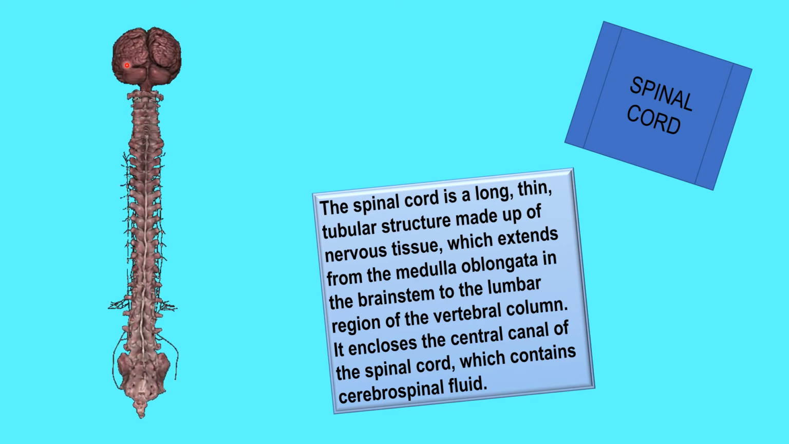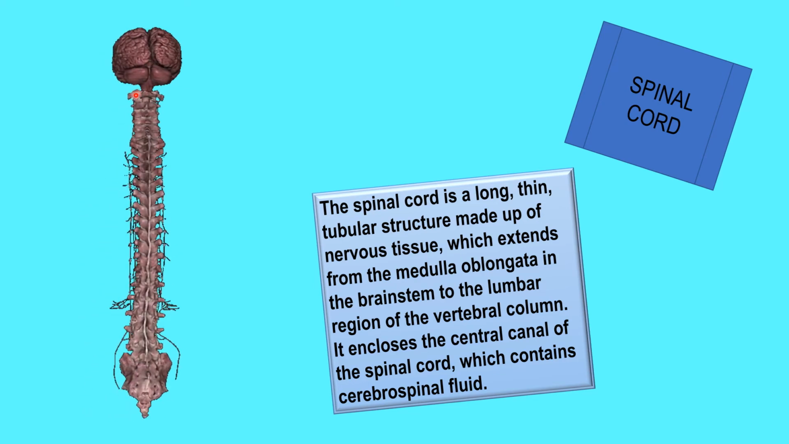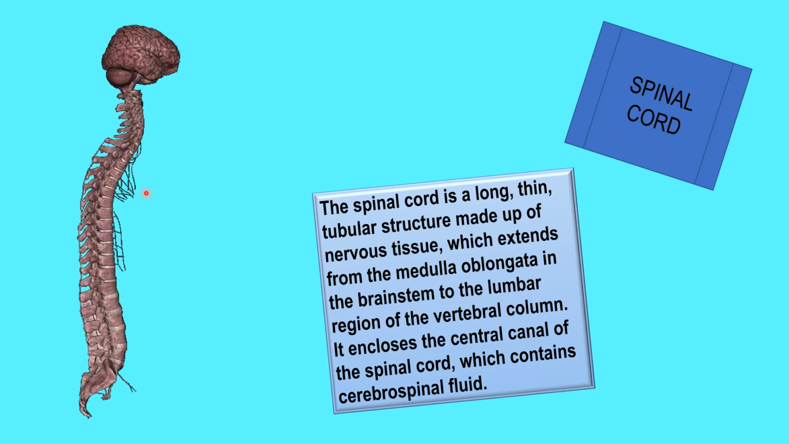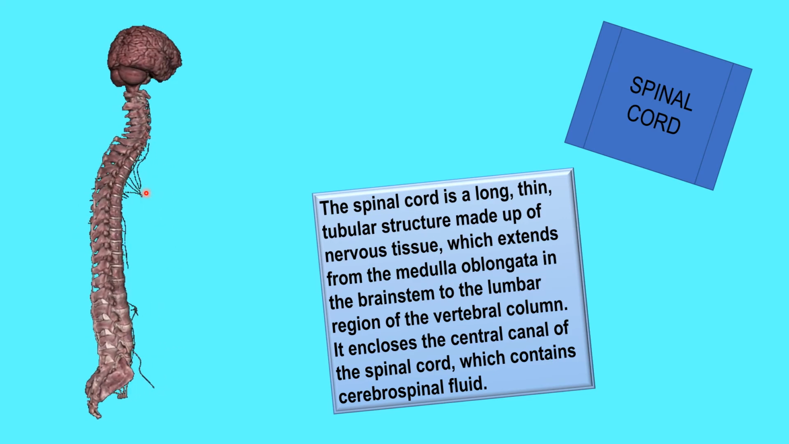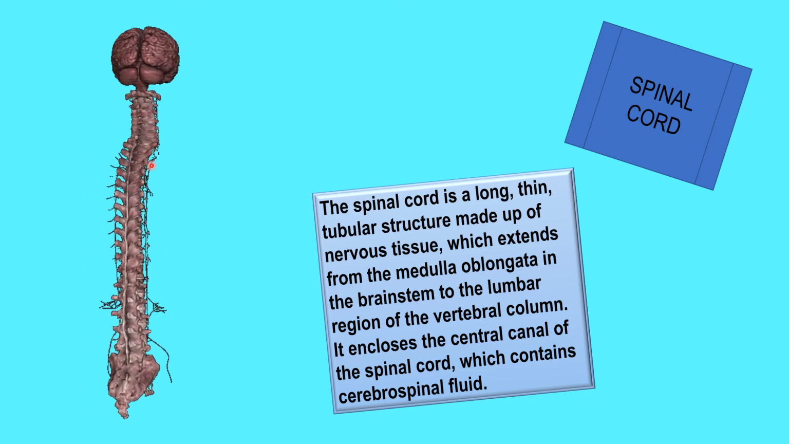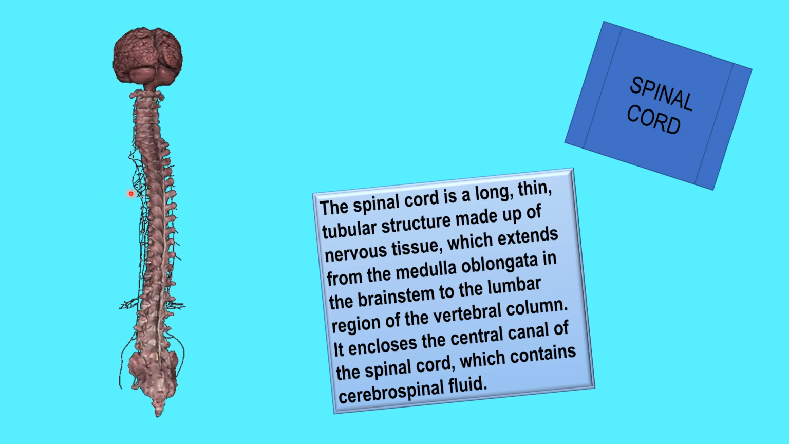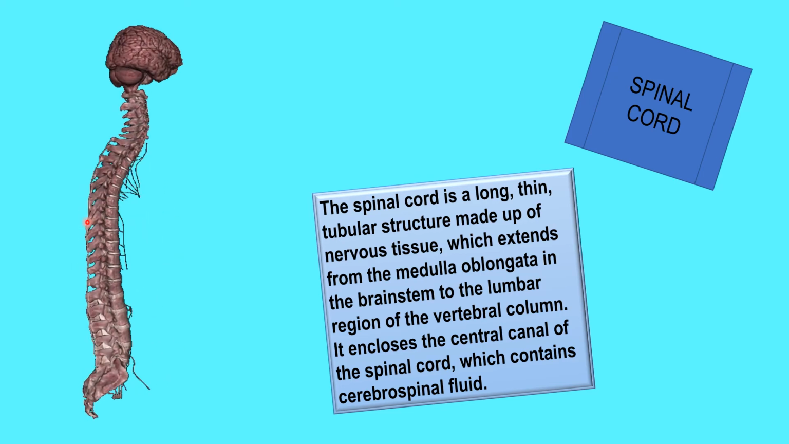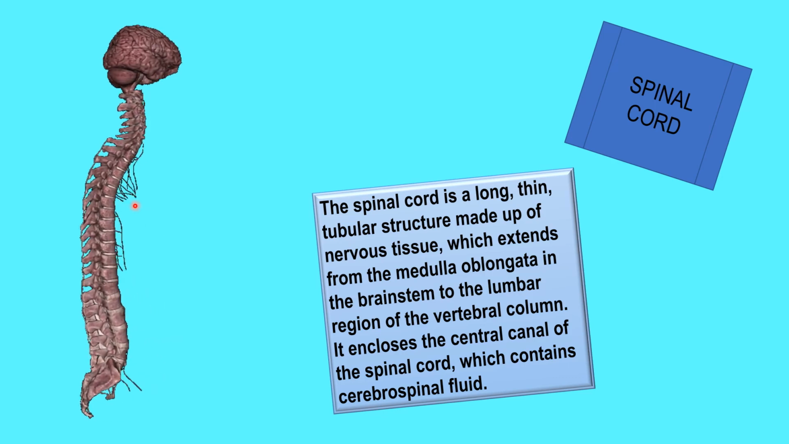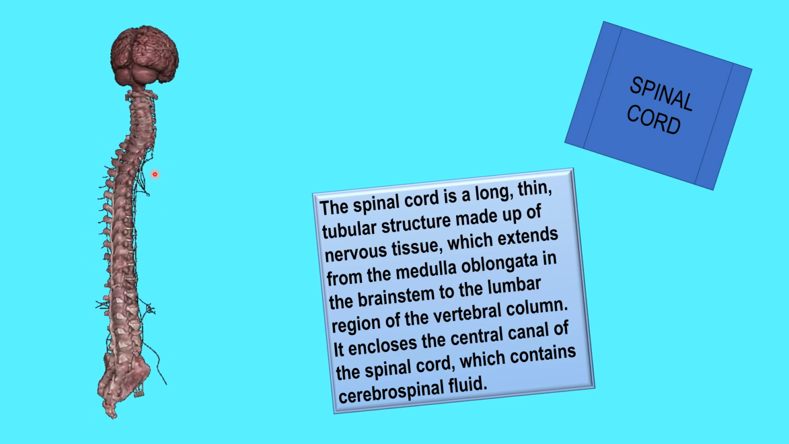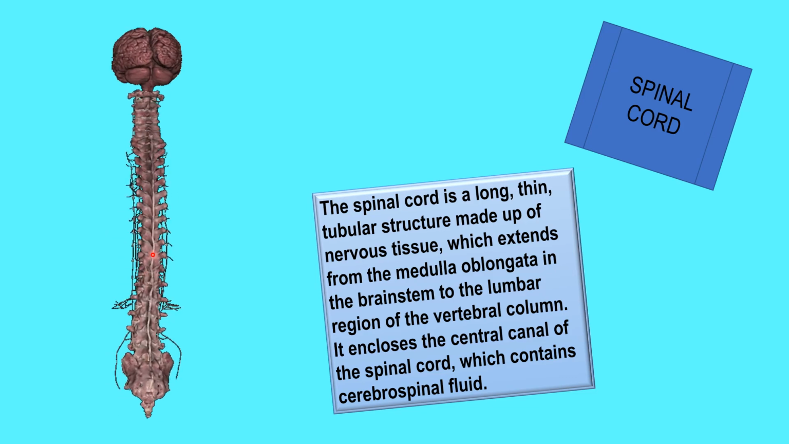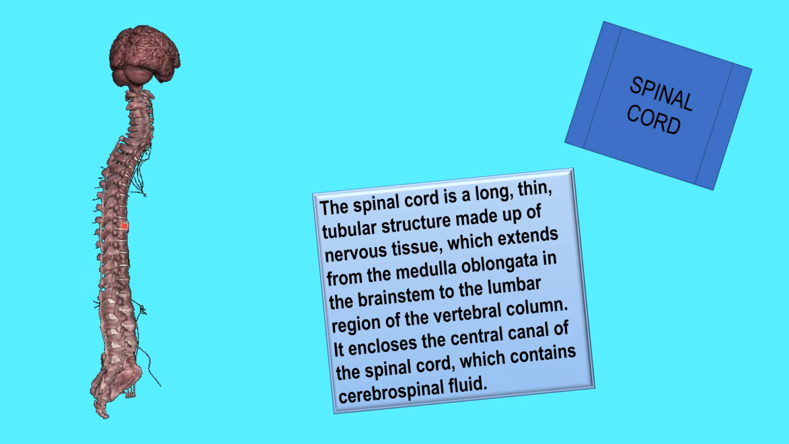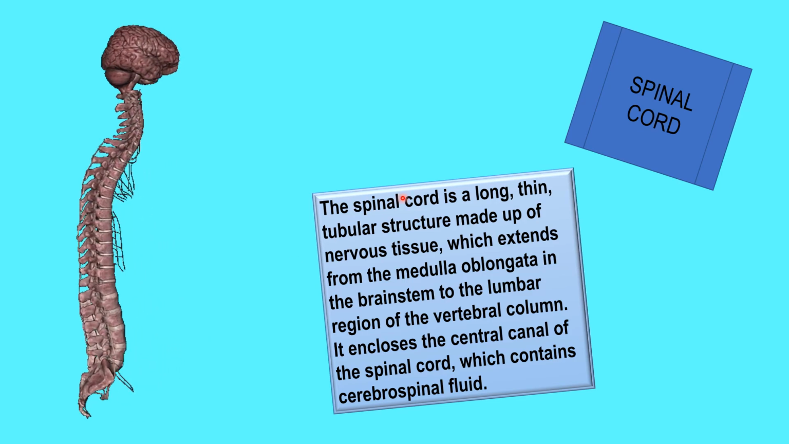Now see this diagram carefully. This is the brain, this is the brainstem, and from here the spinal cord starts. Now in this spinal cord, these are spinal nerves. You can see. And in between two nerves, one vertebra is located. That means these are the vertebrae and these are the spinal nerves. Hope you have understood this.